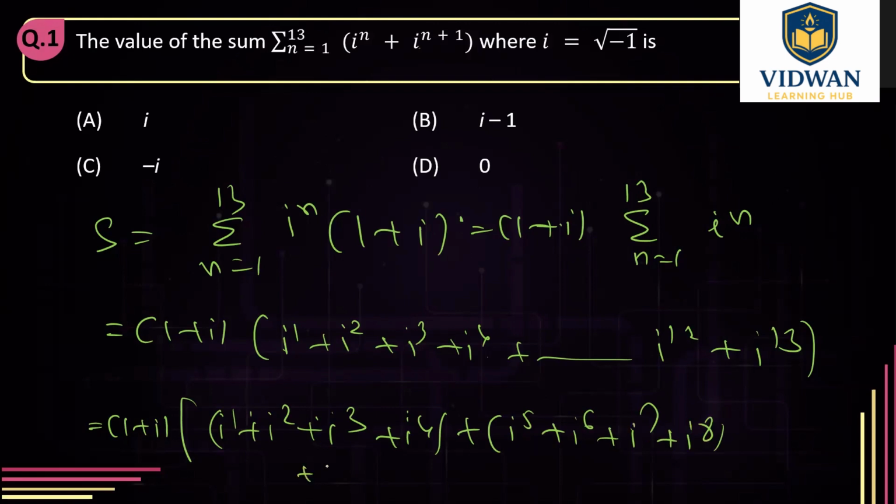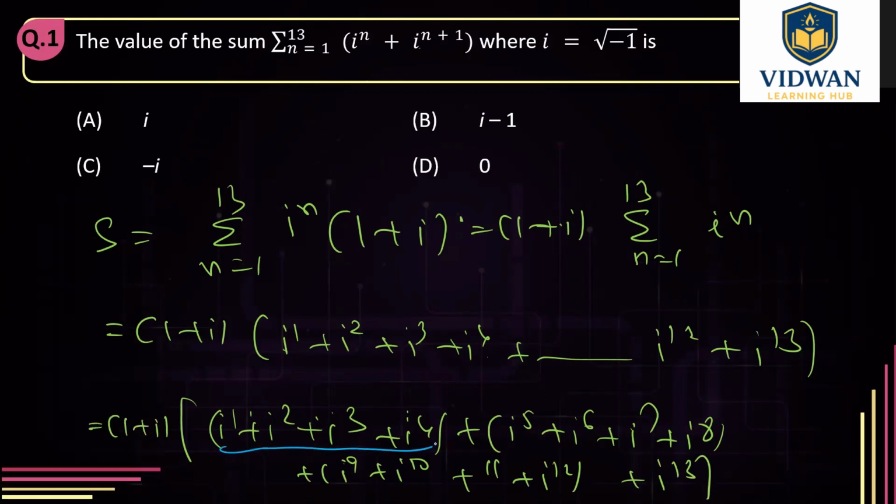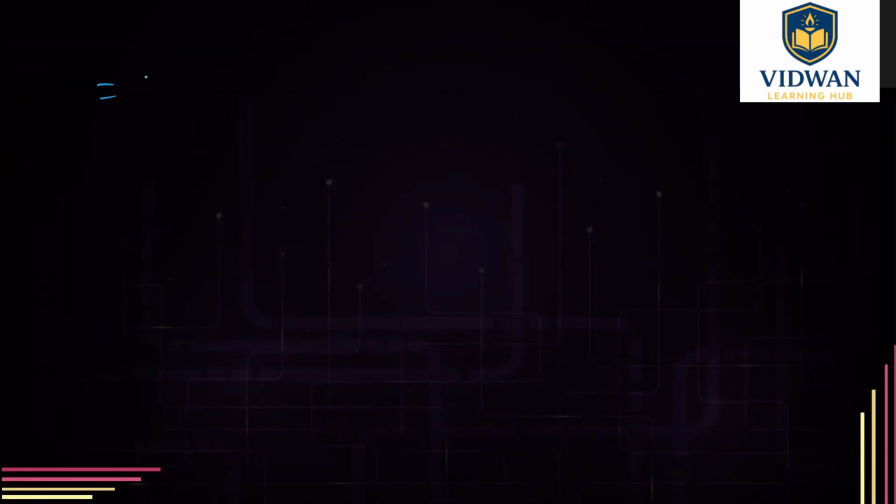Similarly, i^9, i^10, i^11 plus i^12 is one group. i^13 will separate out. So any 4 consecutive powers of i will always add to 0. So this sum would be 0, this would be 0, this would be 0, and i^13 would remain. So we'll get 1 plus i into, everything would be 0, just i^13 would remain.